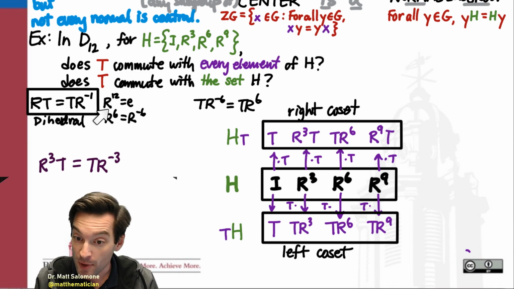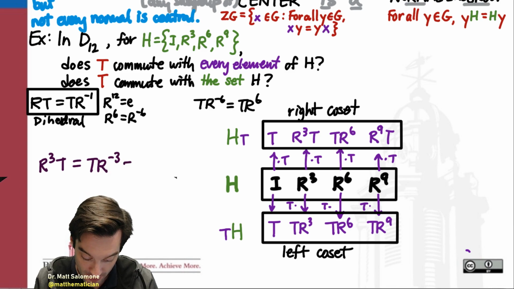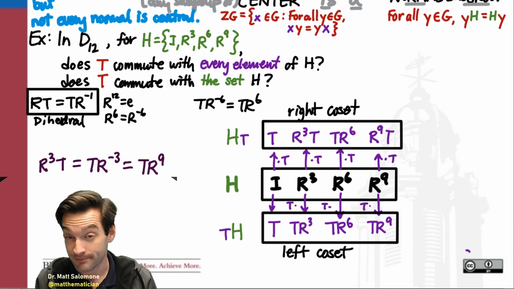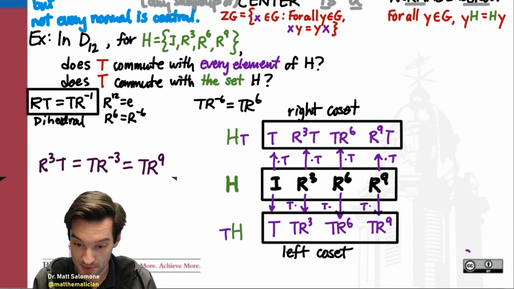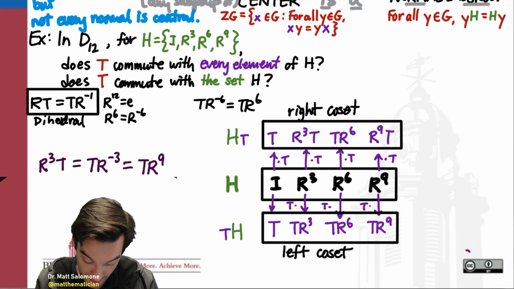But again, remembering that the order of r in the dihedral group of the dodecagon is 12, r to the minus 3 is the same thing as r to any power which is congruent to minus 3 mod 12. So for example, r to the ninth. T r to the minus 3 is the same as T r to the ninth, because minus 3 and 9 are congruent mod 12, which is the order of r. And so this element in my right coset that I get by multiplying on the right, r cubed times t, is actually t r to the ninth.